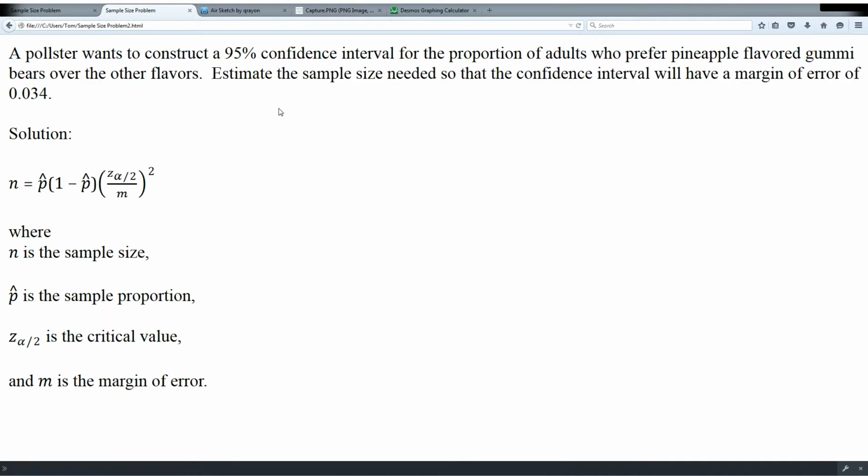in our problem. So n equals p hat times 1 minus p hat times z of alpha over 2 divided by m, that entire quantity squared. So what we need to do is go through the problem and figure out what we need to put for those two things. We're trying to figure out n, the sample size here. So the first thing that we're going to need is p hat. And when we go back and look through the problem, we are not given the sample proportion at all. They just don't tell us what that is. So what do you do when they don't give you the sample proportion?